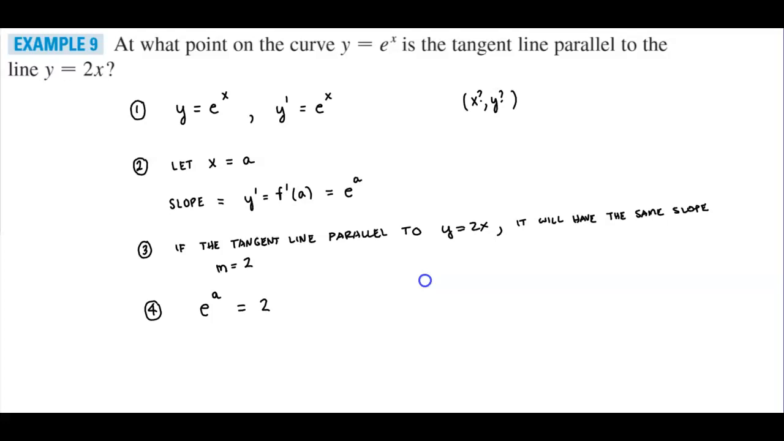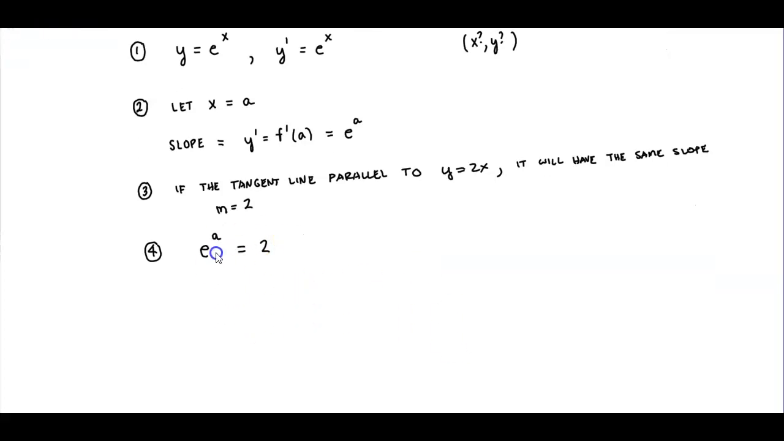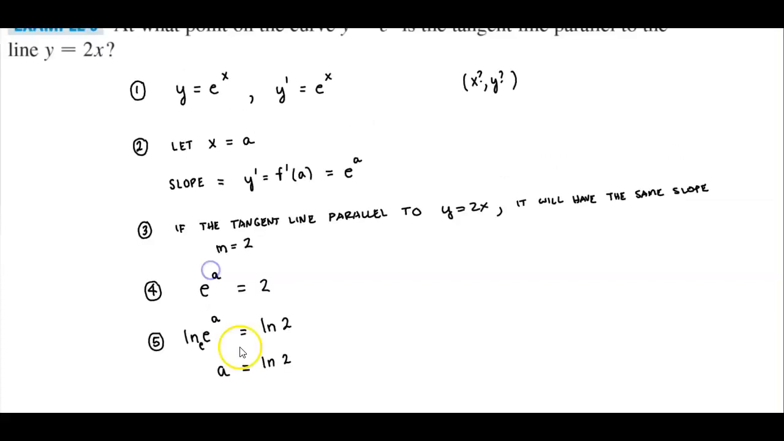Now recall, if we want to solve for a, then we need to use the logarithm property. In this case, since the base is e, we need to find the natural log of both sides. So if we take the natural log of e to the a, which is equal to the natural log of 2, then since the base is e, that tells us that the value of a is equal to the natural log of 2.